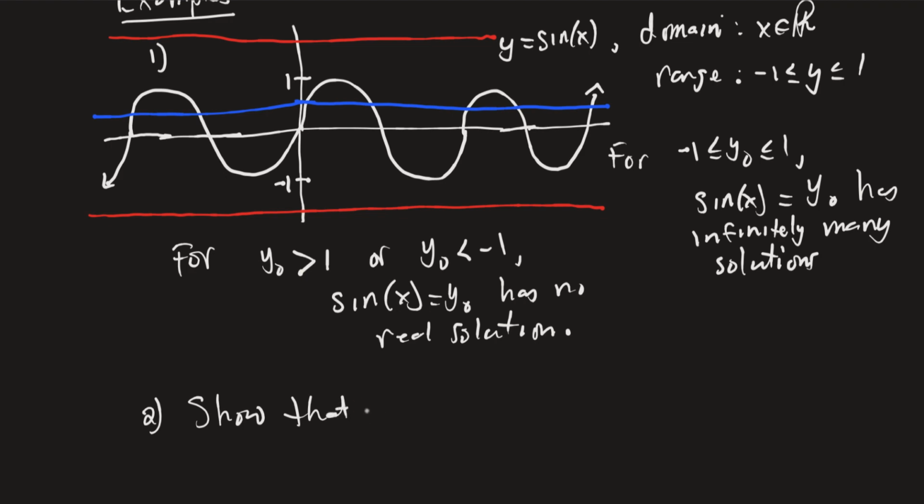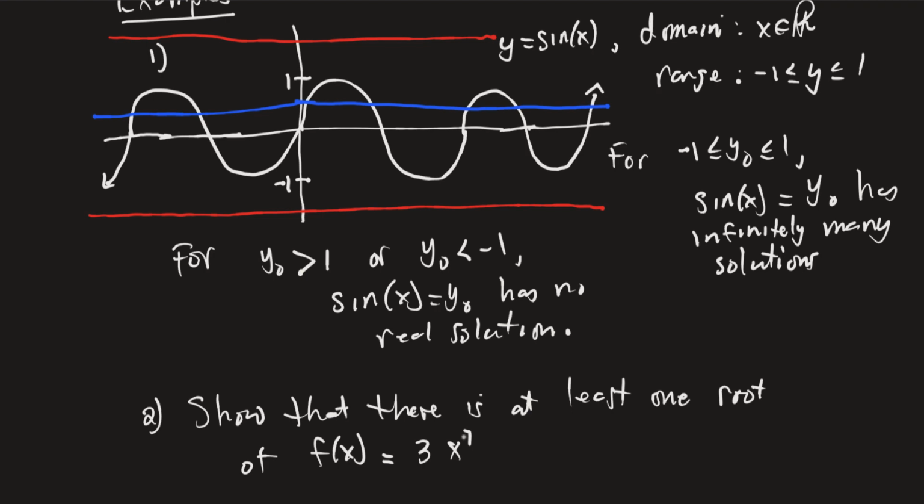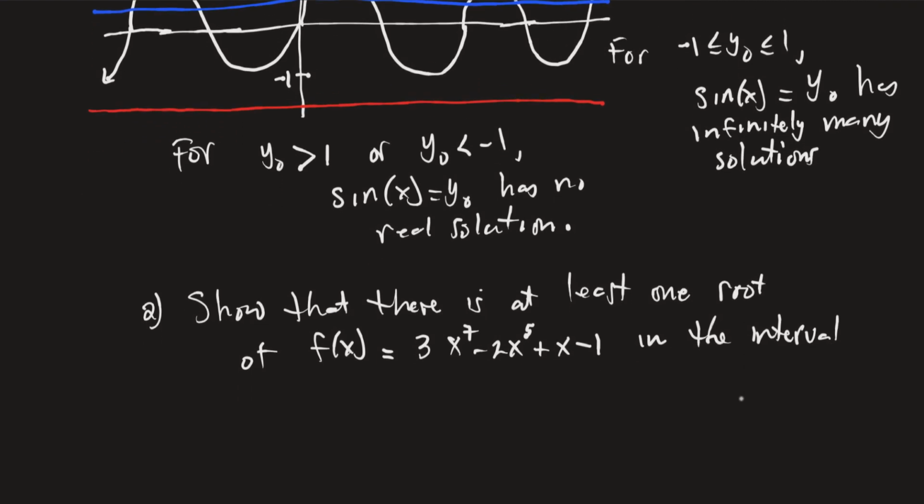So it's kind of a proof question. Show that there is at least one root of the function 3x to the 7th minus 2x to the 5th plus x minus 1 in the interval 0, 1.